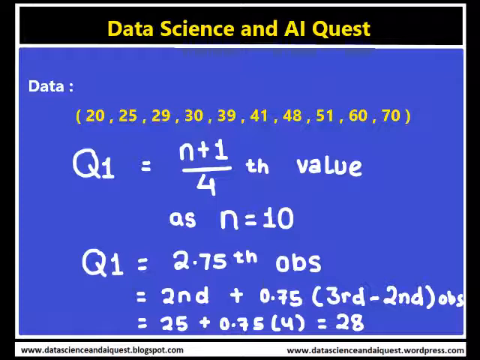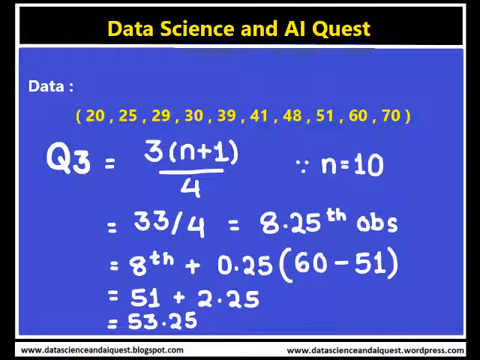So how to calculate this one? You would take the second element plus 0.75 multiplied by the subtraction of the third minus the second observation. Over here the second observation is 25, and 0.75 is multiplied to the third minus the second observation, which is 29 minus 25. So 0.75 multiplied to that, and the answer is 28.